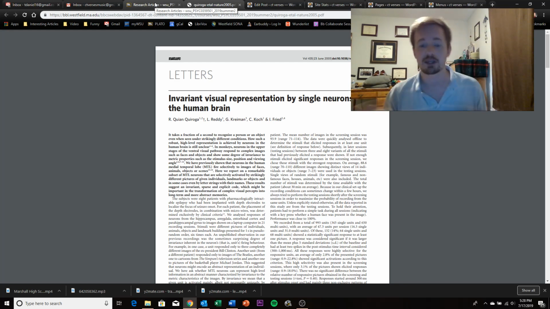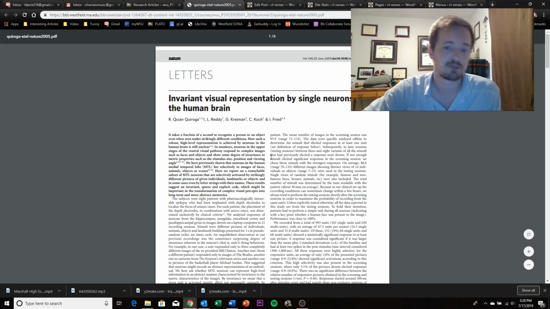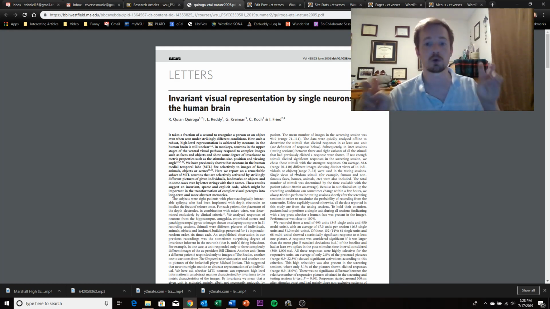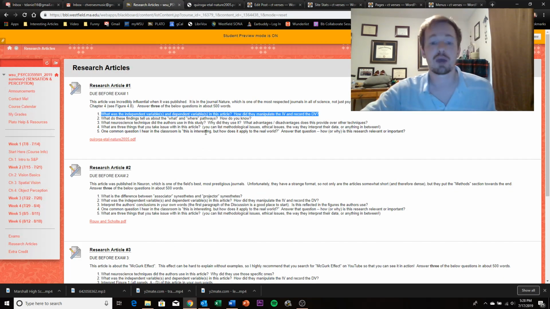Actually, before I talk a little bit more about that, if you are feeling any kind of hesitation or that you feel completely lost, there is a section of the textbook in Chapter 4 that talks about these kinds of articles, specifically talking about the quote-unquote grandmother cells. So feel free to look at that summary as a good starting point before you dive into it.